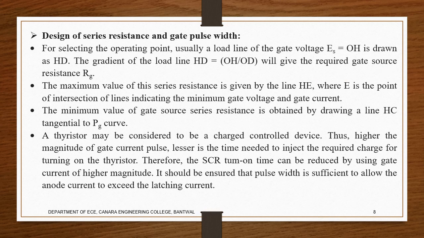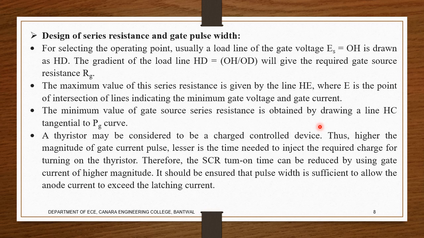Then you can see the maximum value of this series resistance is given by the line FE, where E is the intersection of the lines indicating the minimum gate voltage. That's why it's in the second region. The minimum value of the gate source series resistance is obtained by the line HC, the tangent to the gate graph. It was a curve in the graph. The thyristor may be considered to be a charge controlled device. Thus, the higher the magnitude of the gate current flow, the lesser is the time required for the charging of the thyristor.